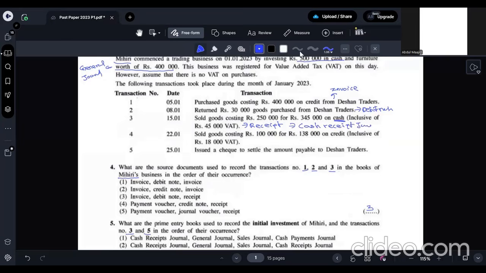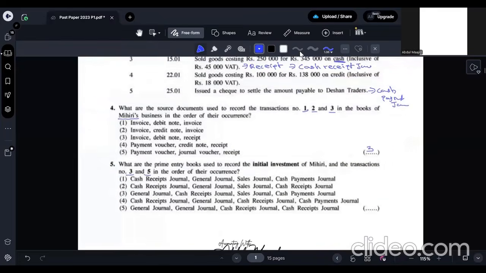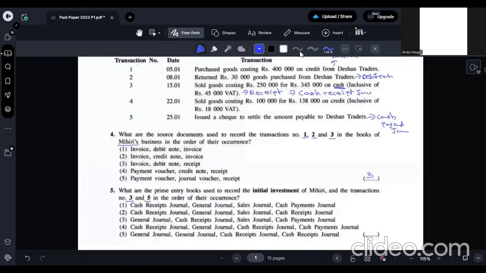Fourth one, no, what are they asking? 3 and 5. The fifth one, issued a check to settle the payable to Deshan. Cash payment journal. So the answer will be cash receipt journal, general journal, cash receipt journal, and cash payment journal. That is answer number 4.